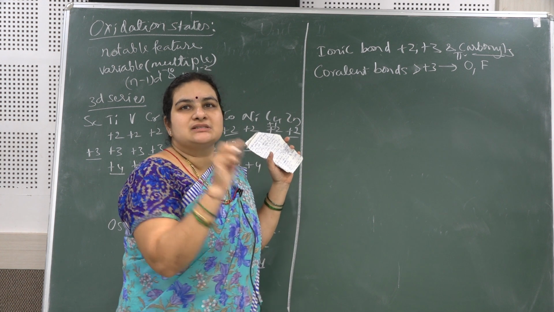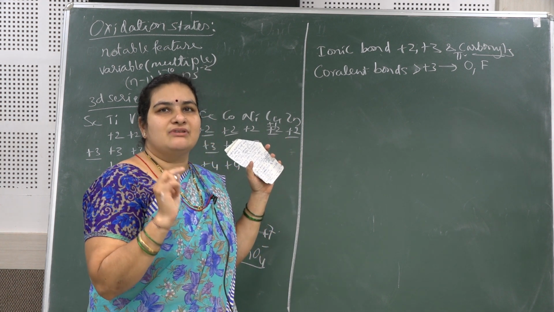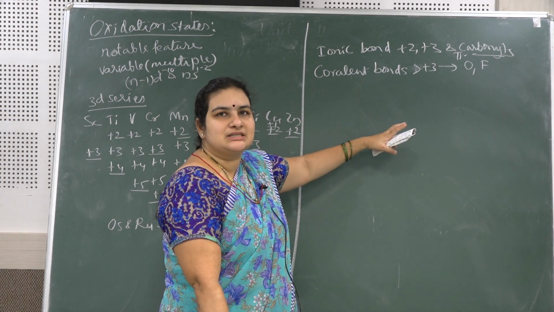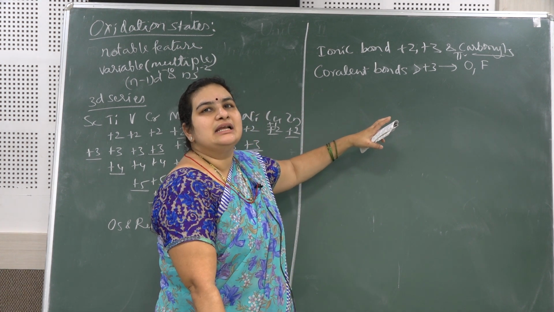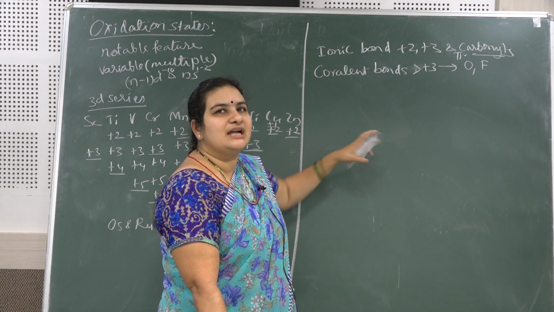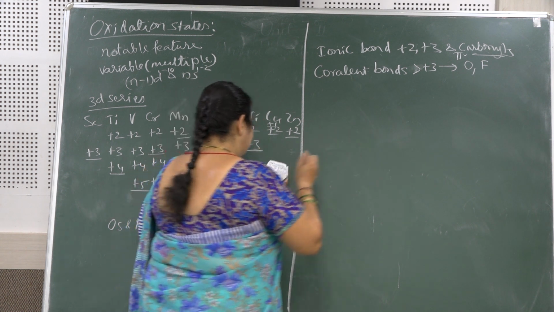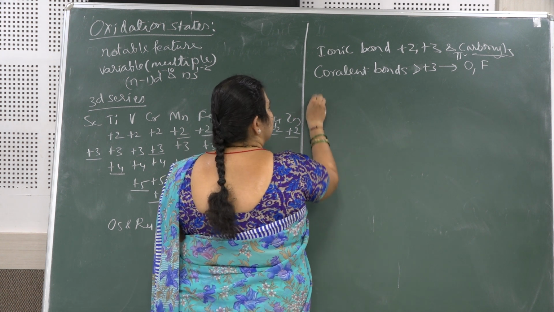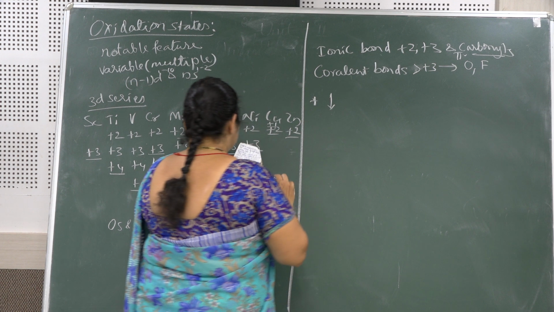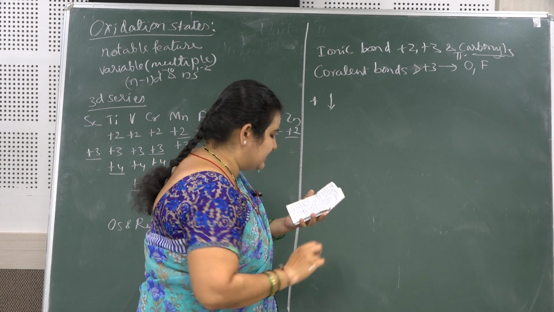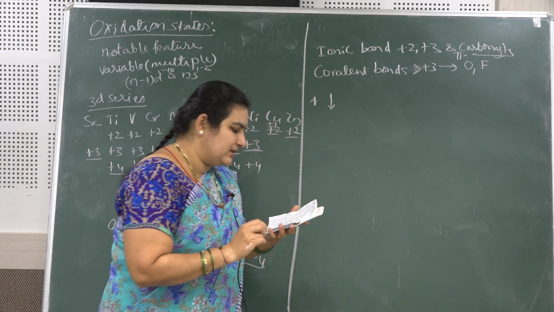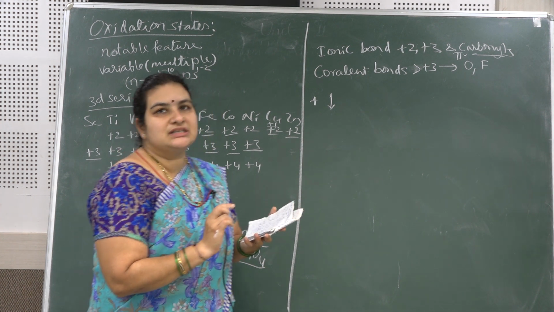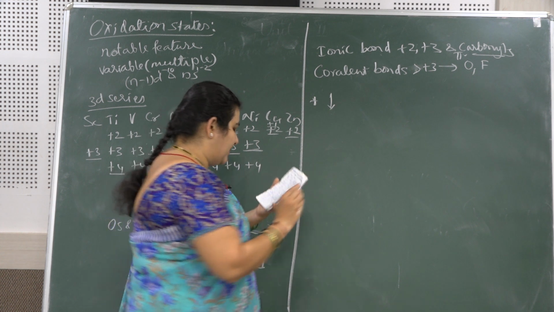That means +3 to +7 oxidation states will generally form covalent bonds, and they will be stabilized by highly electronegative atoms like oxygen and fluorine. Now next, in going down a group, the stability of the higher oxidation state increases, whereas that of the lower oxidation state decreases.